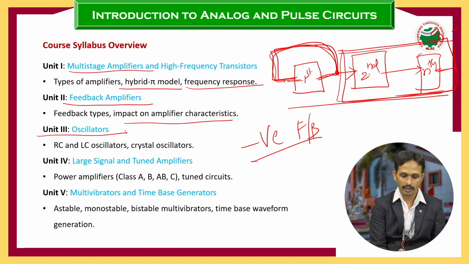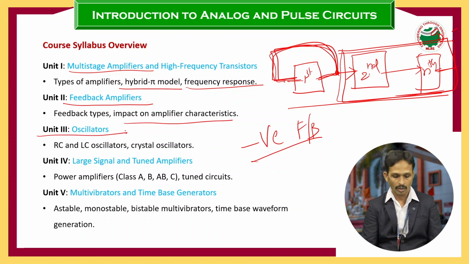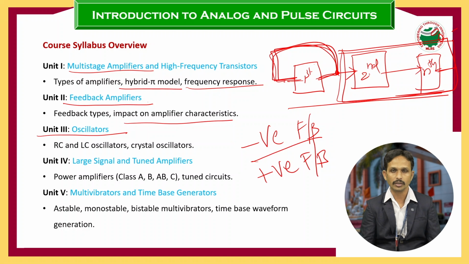Next, coming to unit 3, there we can study the oscillators. Here we have different types of oscillators, like RC type oscillators, LC type oscillators and crystal oscillators. These oscillators we will study and analyze in unit 3. An oscillator is one type of positive feedback amplifier. Positive feedback of the amplifiers we will study in the oscillators. In comparison, in unit 2 we study negative feedback, and in unit 3 we study positive feedback amplifiers.